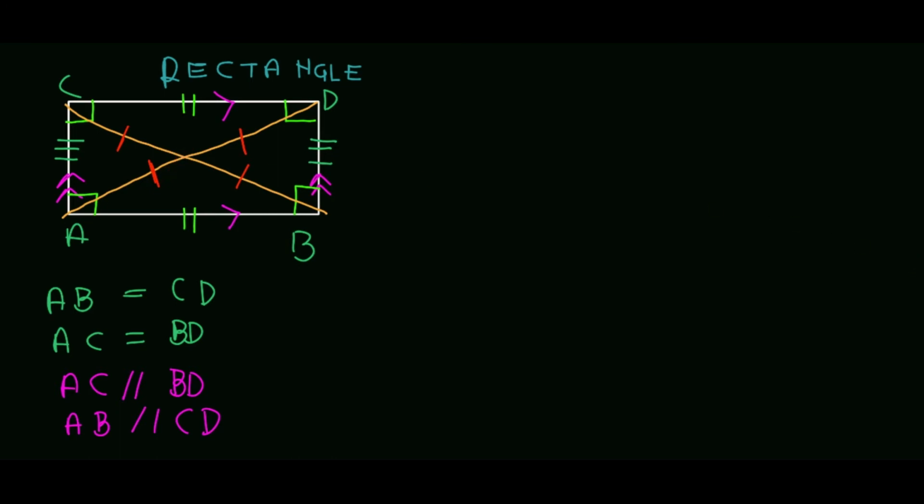So let's say this is point E. From there we can say AE equals ED equals BE, which is also equal to EC. So diagonals bisect and diagonals are equal. And unlike a square, diagonals do not bisect corner angles.